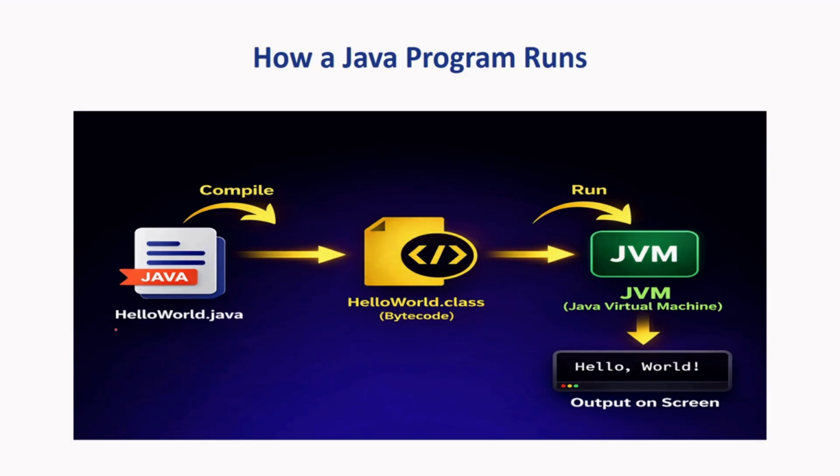Let's say I write a simple Java program, hello-world.java. I can write it in Notepad or any other IDE. When I save it, it becomes hello-world.java. So this is source code.